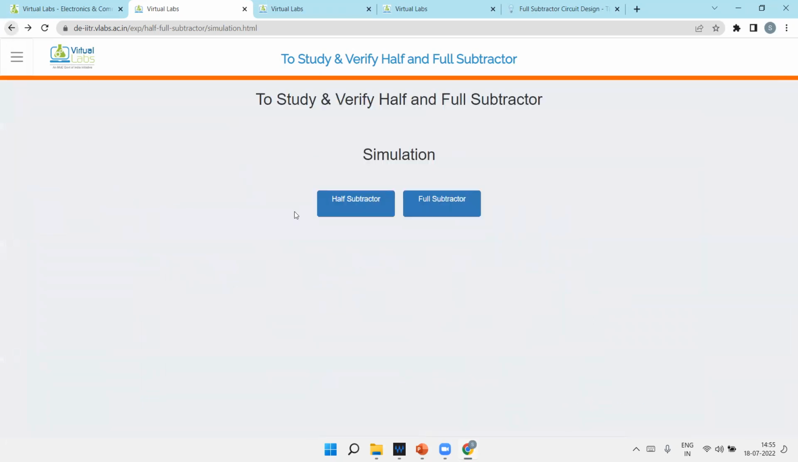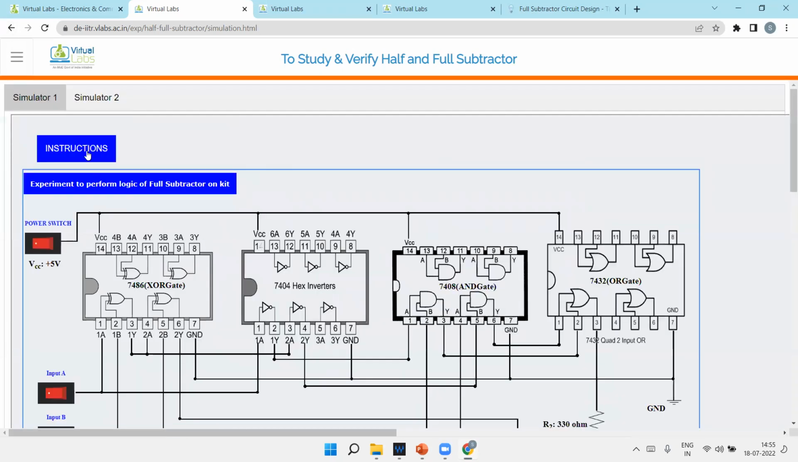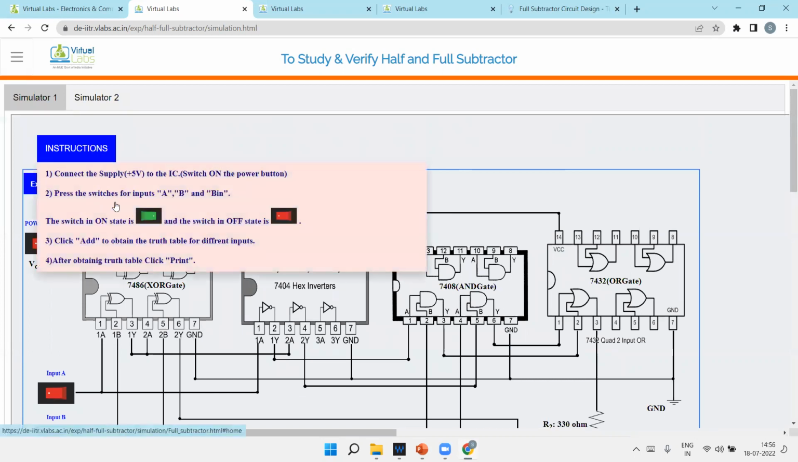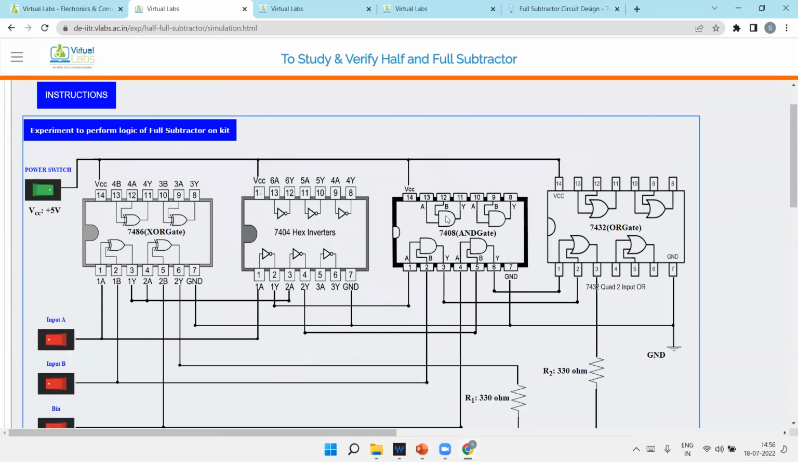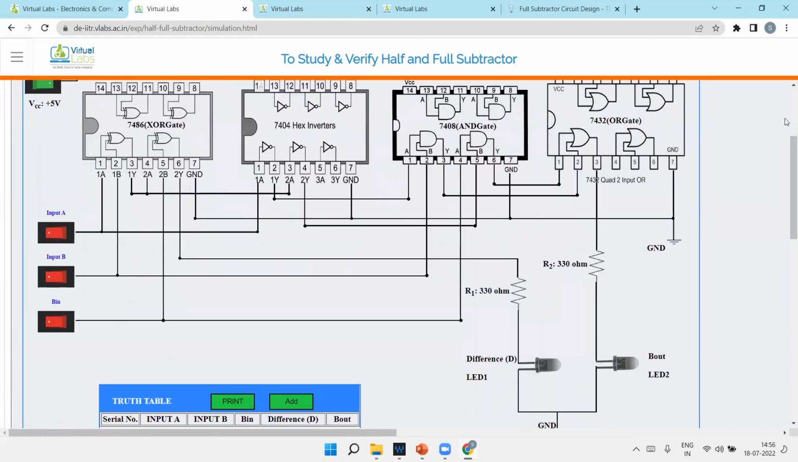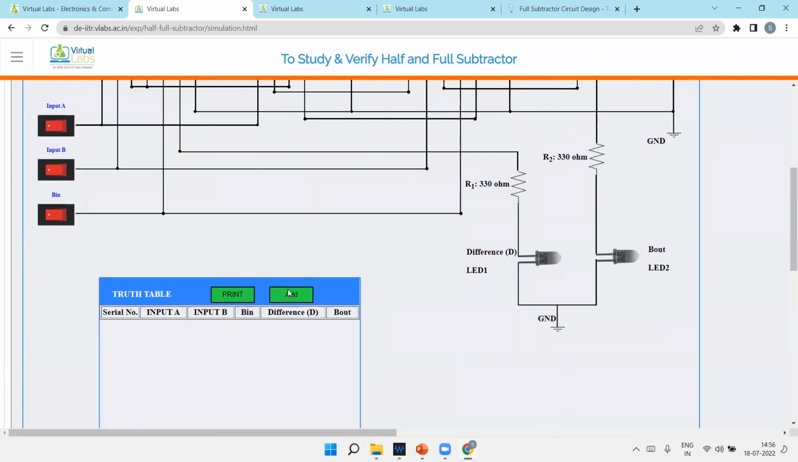In the same way we will do it for the full subtractor. Connect as per the instructions. If you have any confusion, the instructions are also there. Now click on the supply. For the full subtractor, one OR gate is also required for adding the borrows, according to the circuit. Here are three inputs, all three are zeros, and both LEDs are off.